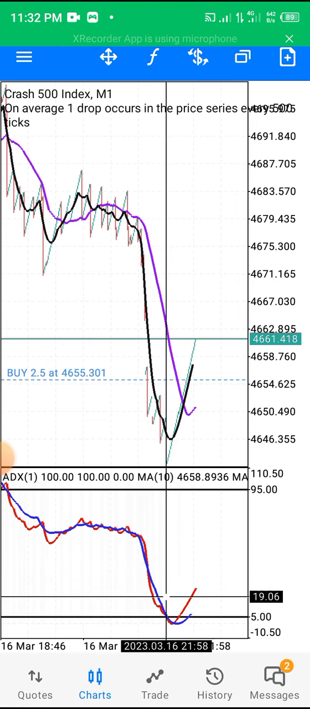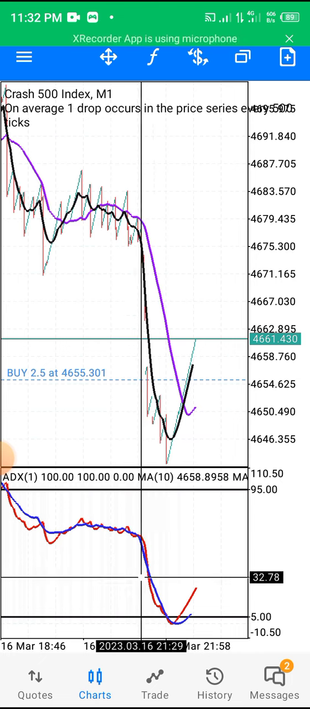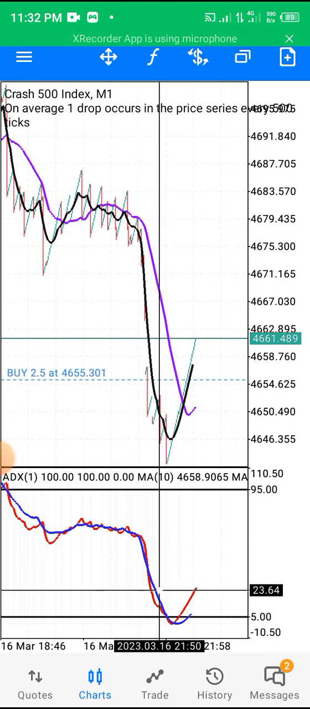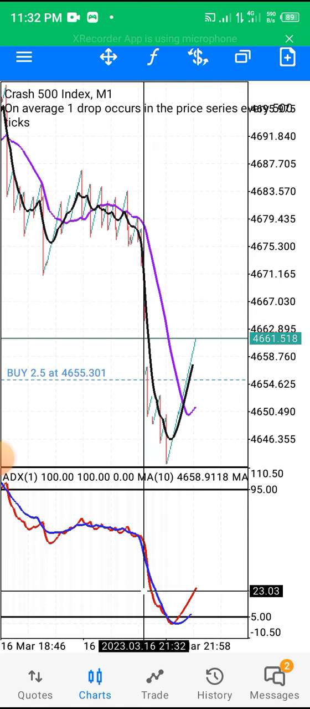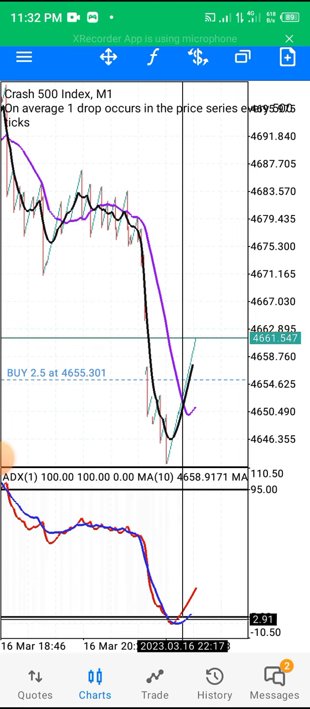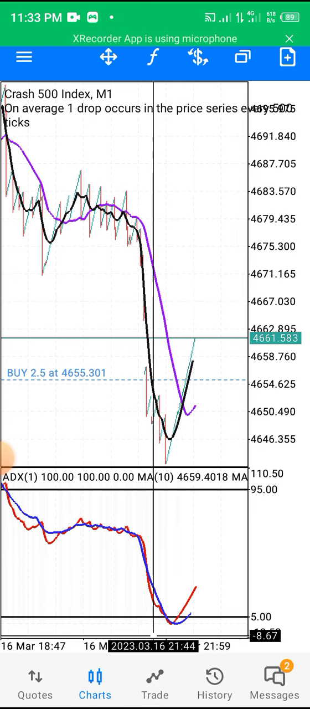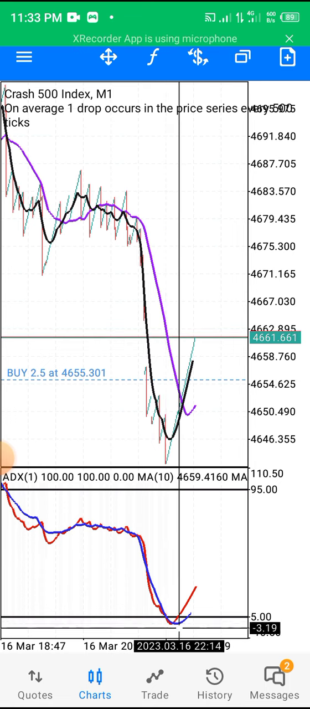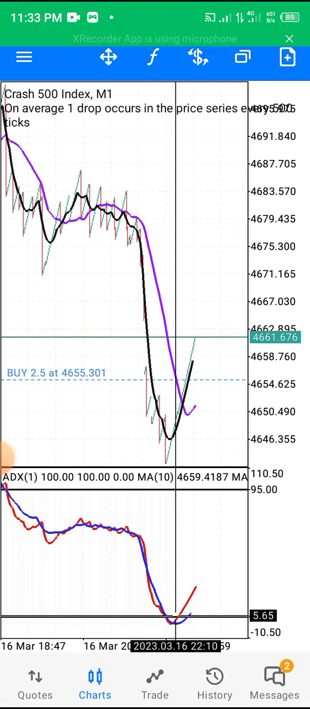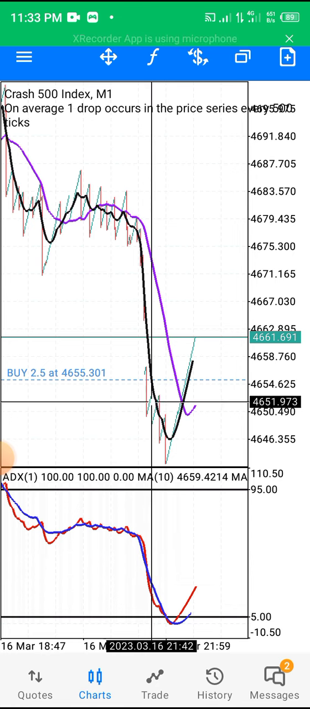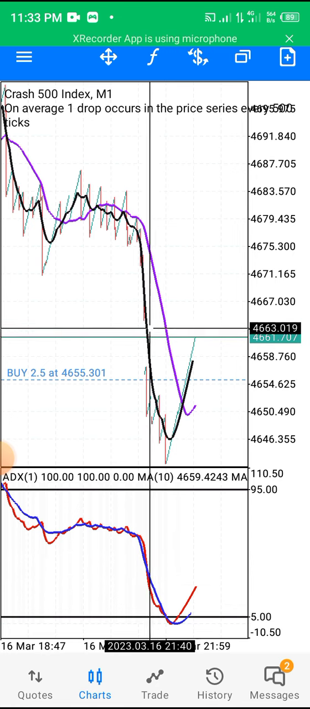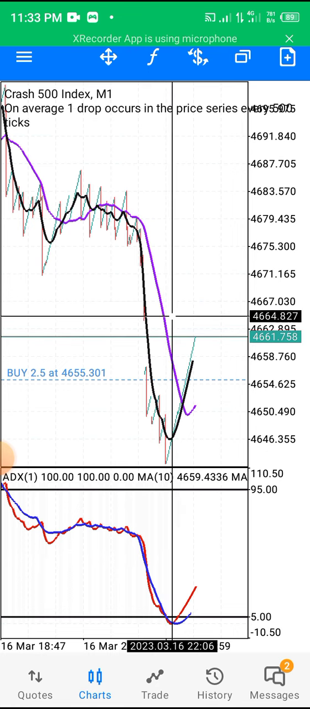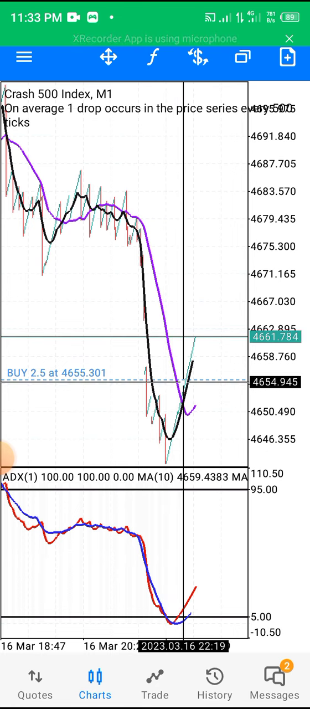So the first settings here before you can actually buy, okay, it's when you see the red and blue indicator you're having on your indicator window 1 below the level 5, okay, in between level 5 and level 10, which is the oversold level. So the moment you see that happening, the next thing you want to do is wait on your main chart to see the black indicator crossing the purple indicator to the upside like this.